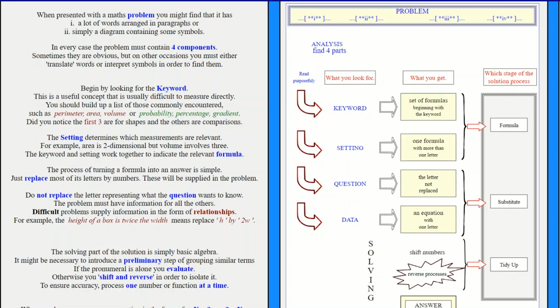Begin by looking for the keyword. That will be one of the components. It might be at the start if the question says what is the value of, or it might be at the end.